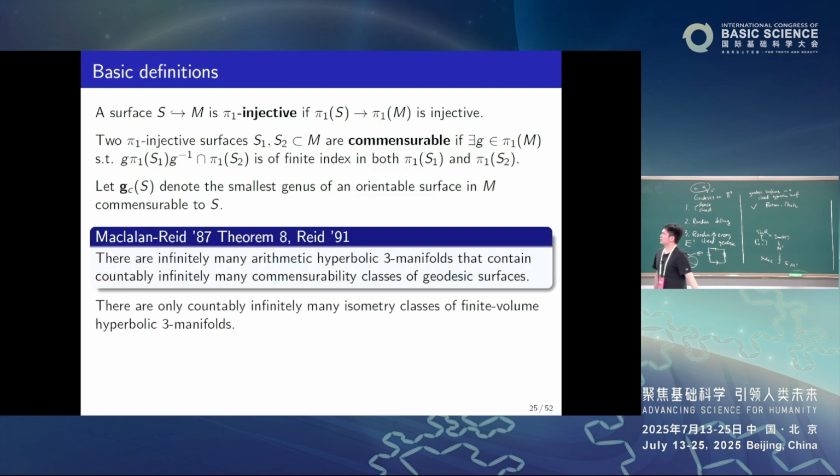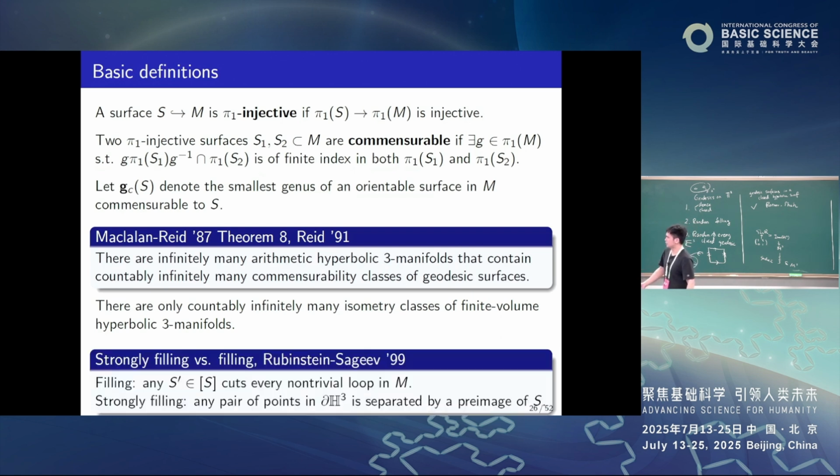Here, there are some foundational results due to Maclaurin Reid and Alan Reid. They construct infinitely many arithmetic hyperbolic manifolds that contain countably infinitely many commensurability classes of totally geodesic surfaces. So you have infinitely many hyperbolic manifolds, and each of which contains infinitely many totally geodesic surfaces. Okay? Because I'm going to state my theorem, I wish my theorem to hold for infinitely many objects. All right, so that's some of the background.